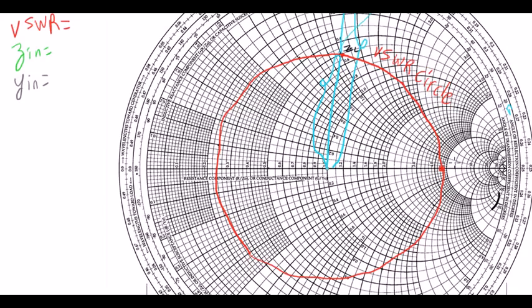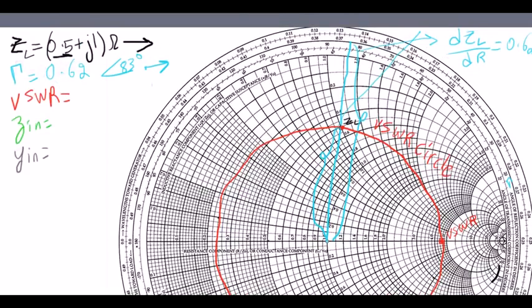So 4.26 for the VSWR value. That is it. No equations, nothing. We just got the value right from the Smith chart. 4.26. So now that we have our voltage standing wave ratio, we move forward for our input impedance. And the input impedance also can be obtained directly from the Smith chart.